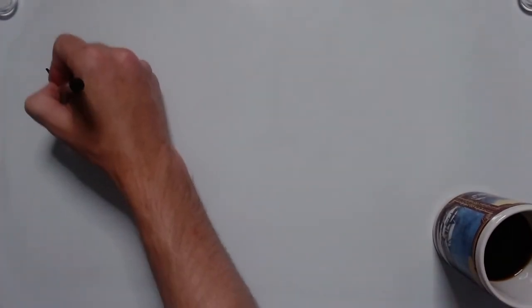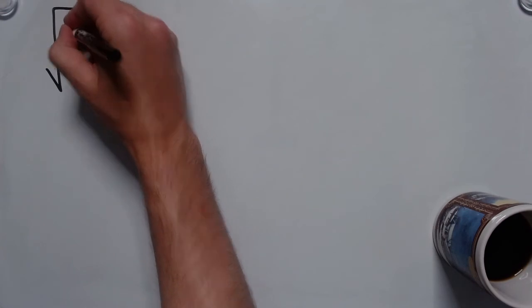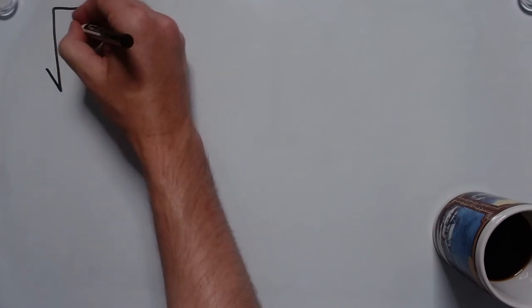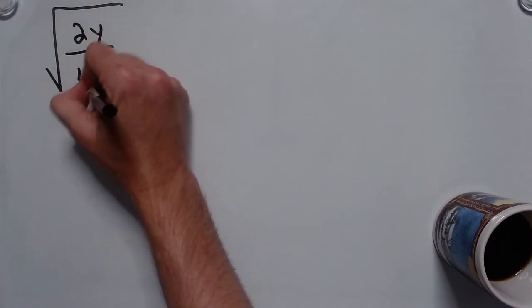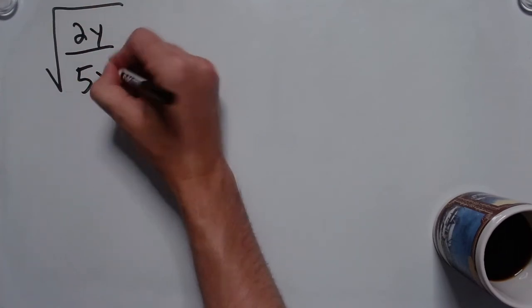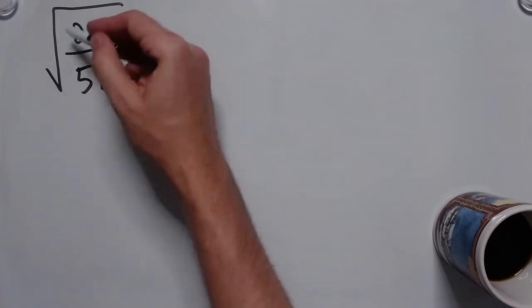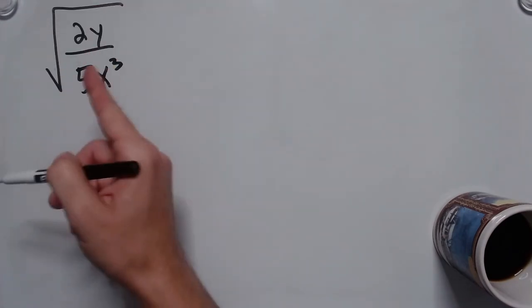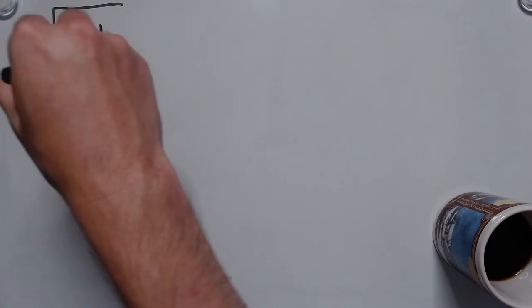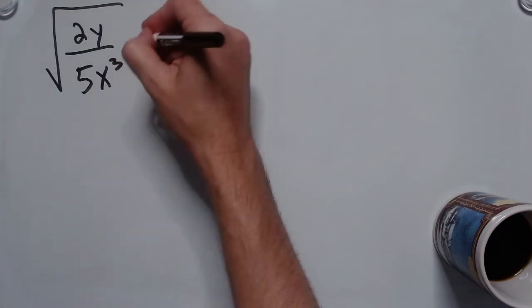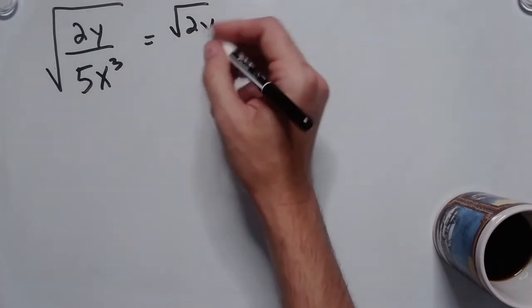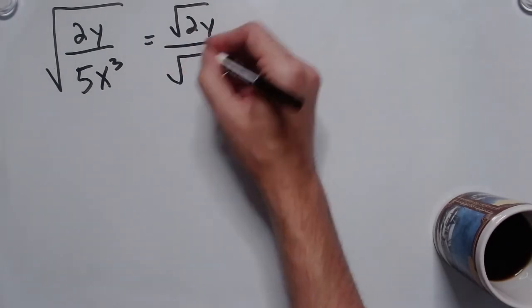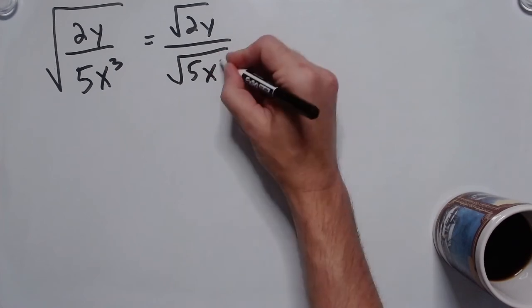Okay, we're going to have another big square root here. Is that on the screen? That is just on the screen. Perfect. The square root of 2y over 5x cubed. Okay, so we have a fraction inside a radical. So we have to make Squidward happy and get rid of this. So we're going to first split this into root 2y over root 5x cubed.